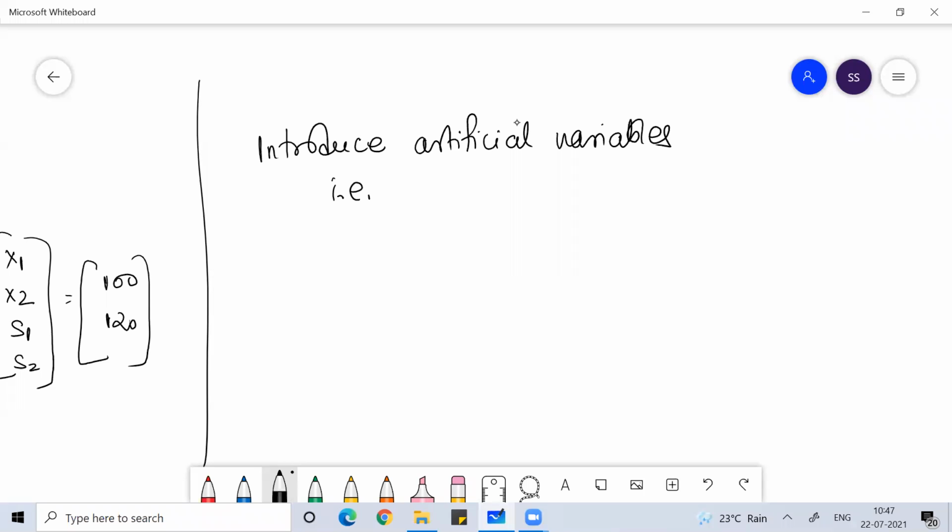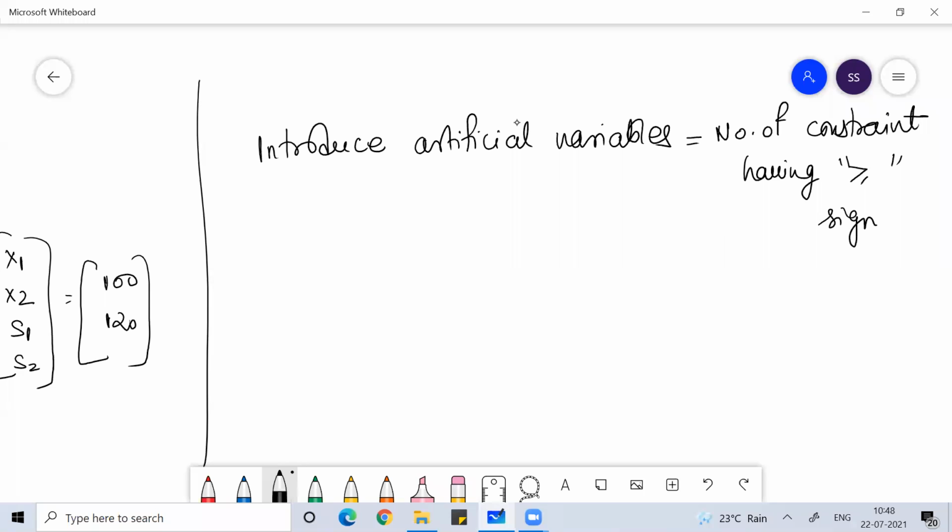Introduce artificial variables equal to the number of constraints. The artificial variables you will introduce depend on the number of constraints having the greater than or equal to sign. So depending upon how many constraints are there having greater than or equal to sign, you will introduce that many artificial variables.